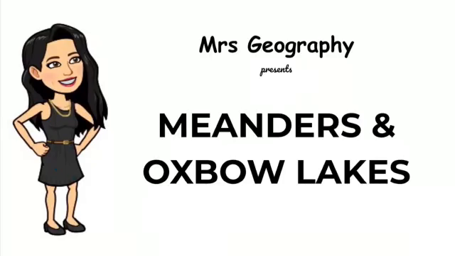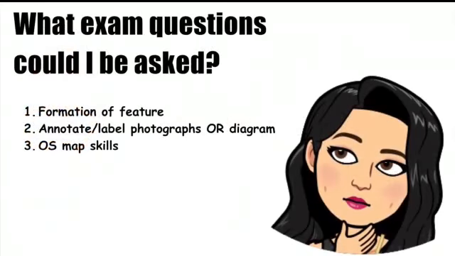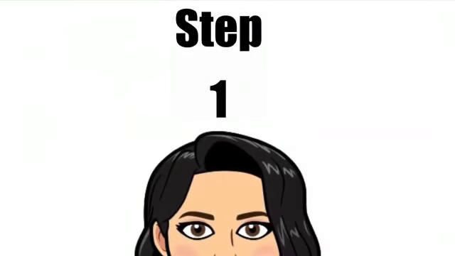In this video we're going to look at the formation of meanders and oxbow lakes, and think about the types of exam questions we could be asked, from the formation of these two lovely river features to annotating photographs or diagrams, and looking at some OS map skills as well at the end. So let's jump right into step one, the formation of a meander.